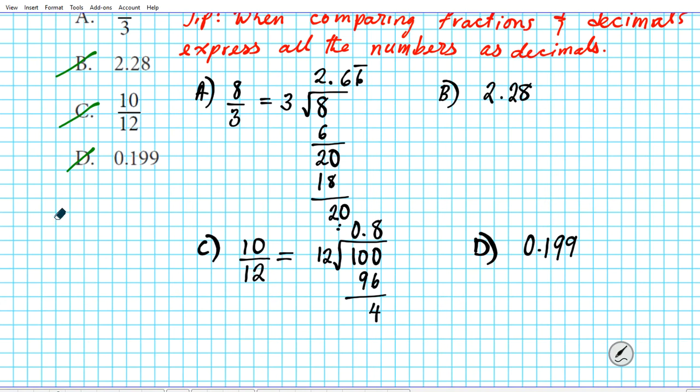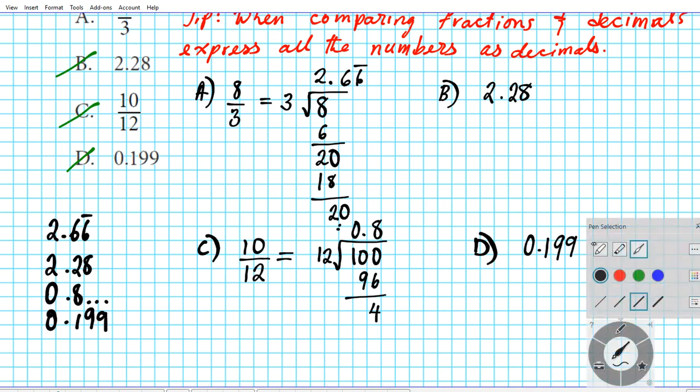So we had 8/3 is 2.66 repeating, 2.28, 0.8, and that goes on. And then we also have 0.199. So if we order them from least to greatest, what do we have? The smallest one is 0.199, because compared to 0.8, it has a smaller number in the 10th place.